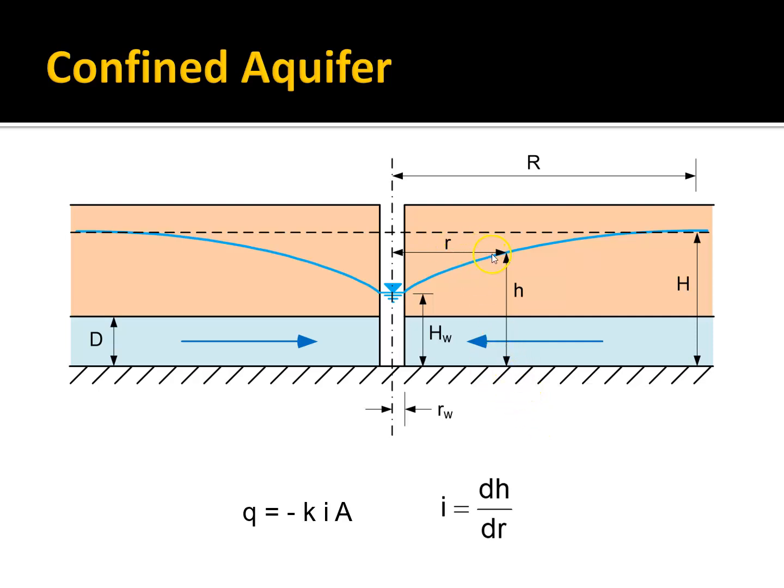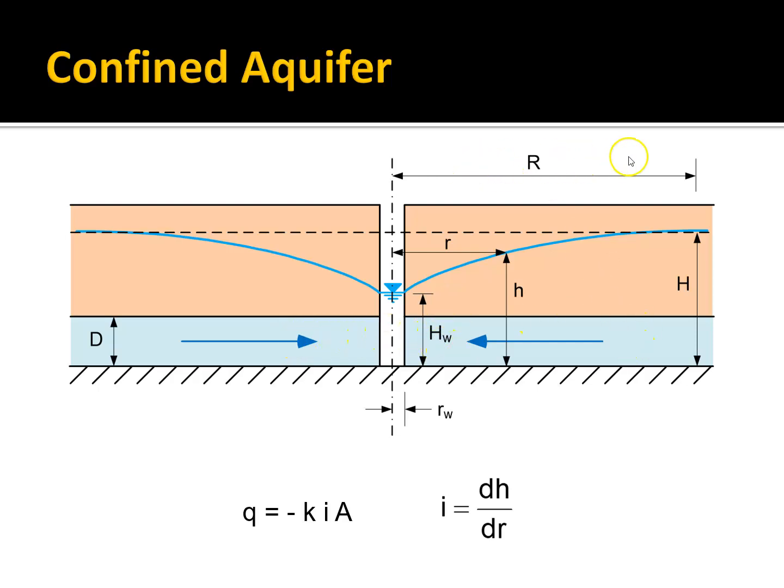R and small h just mean at any point, at some radius R away from the well, you have a head h, and that is significant because we are going to derive an equation to define how that head, small h, varies as a function of R. We assume that the water flows perfectly horizontally to the well.